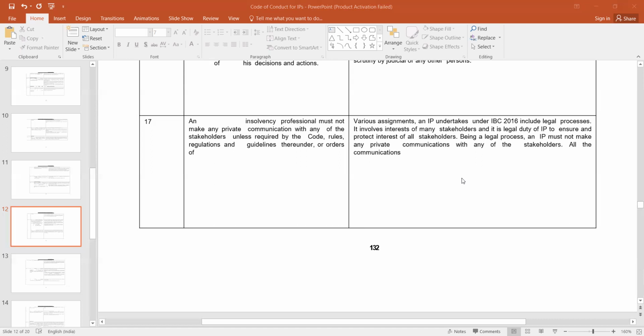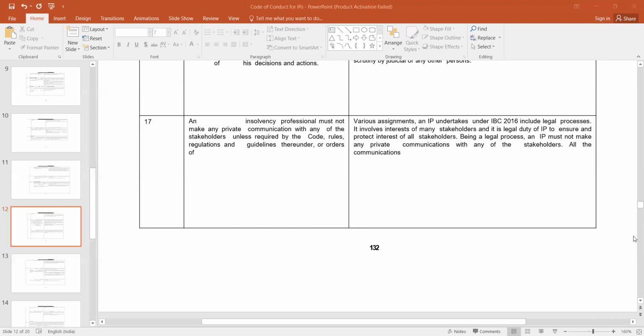Various assignments an IP undertakes under IBC include legal processes. It involves the interest of many stakeholders, because there might be 4 resolution applicants. And if it is proved that you were in touch with one particular resolution applicant and passing on some classified information to that applicant, then you might be accused. So it is the legal duty of an IP to protect the interest of all the stakeholders. Being a legal process, an IP must not make any private communication with any of the stakeholders.